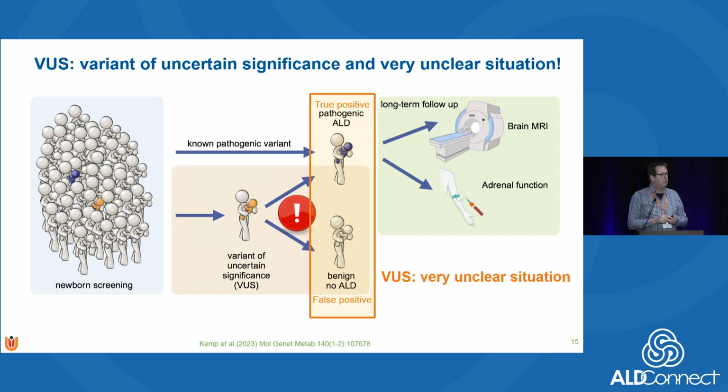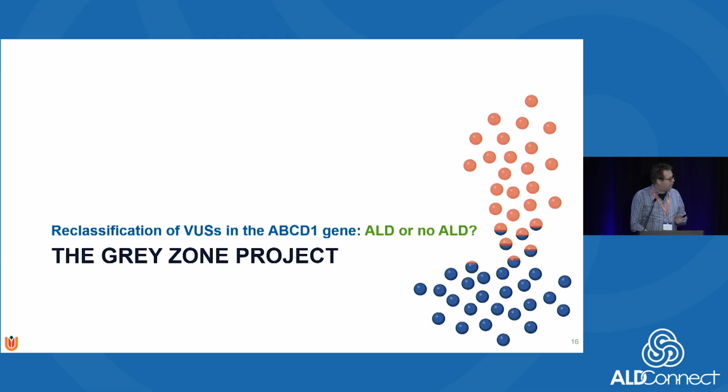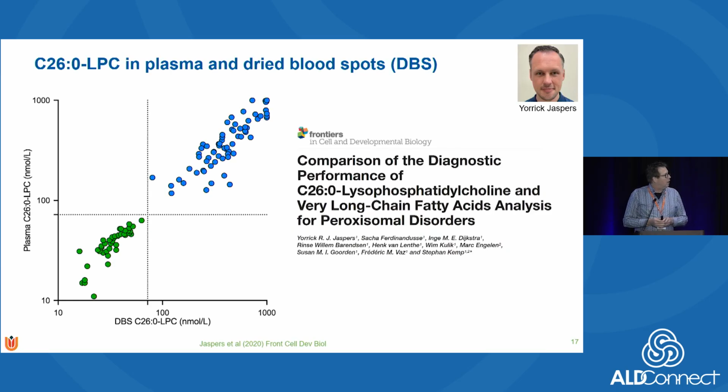So a VUS also results in a very unclear situation. The start of the Great Jump project is to find out if a VUS is an ALD variant or not an ALD variant. This started in 2017, and first we started with a test in skin cells, which was very costly and very difficult to do because you need a skin biopsy, and a lab that can culture fibroblasts from this biopsy. Also, in the test we found values that were in the gray zone, so this was not really helping at all.